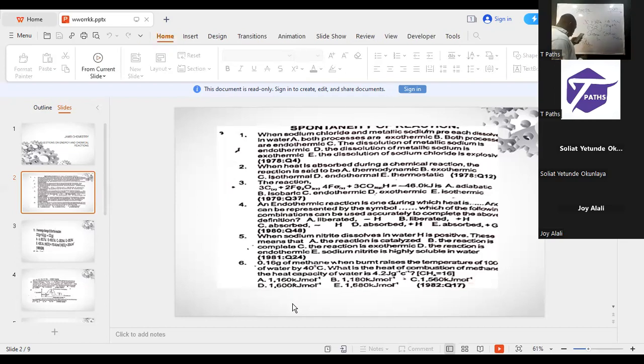Next: when sodium nitrite dissolves in water, delta H is positive. This means that A, the reaction is catalyzed. B, the reaction is complete. C, the reaction is endothermic. D, sodium nitrite is directly soluble in water. Now, when sodium nitrite dissolves in water, delta H is positive. It means that the sodium nitrite has broken down into its various ions, and we can say the reaction is endothermic.